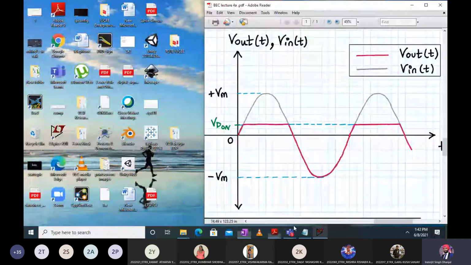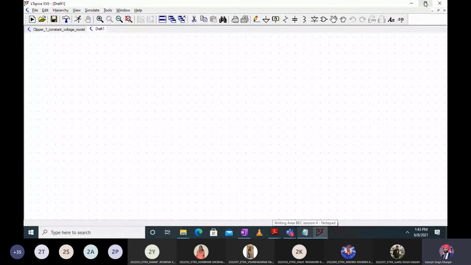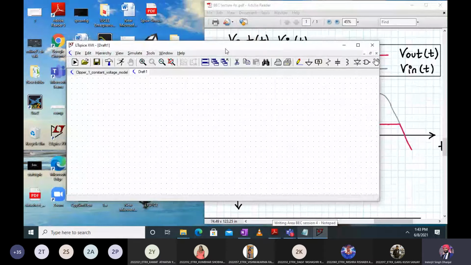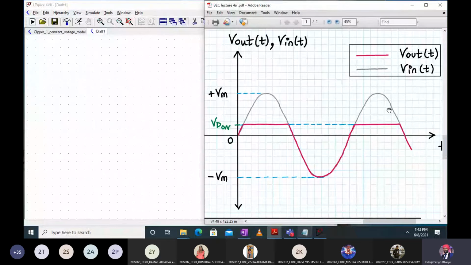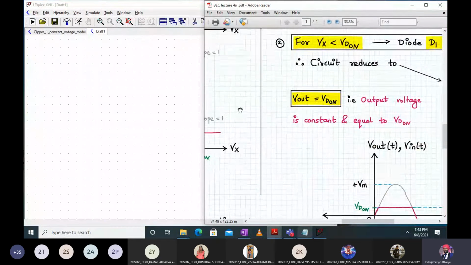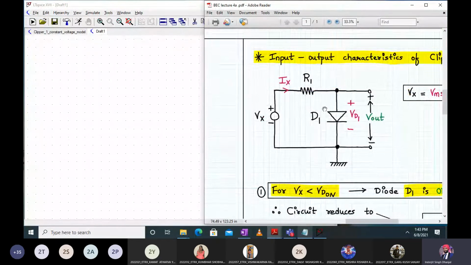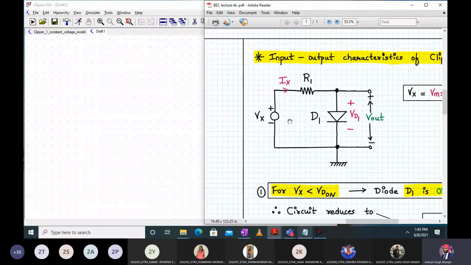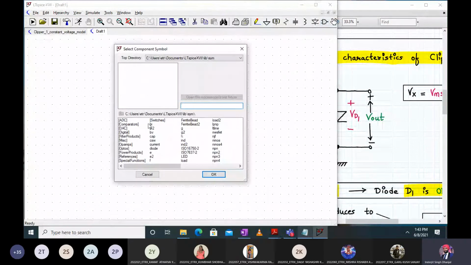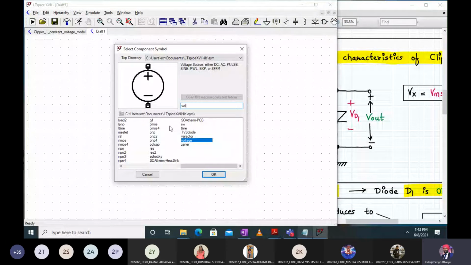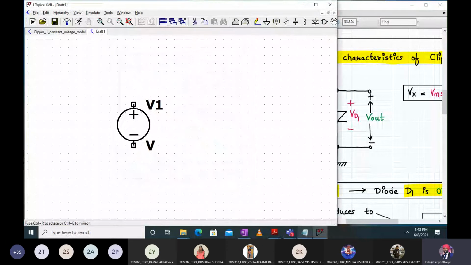Let me close this. Let me open the LTspice window, and let me keep one of the other PDFs open so that I can relate back to the circuit. So let me go back to the circuit over here. We have an AC voltage, a resistor, and a diode. We go to the library and select voltage. This will be my AC voltage. Then I have a diode over here. From here only I can select.